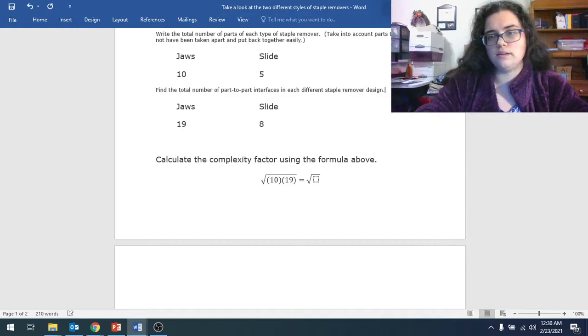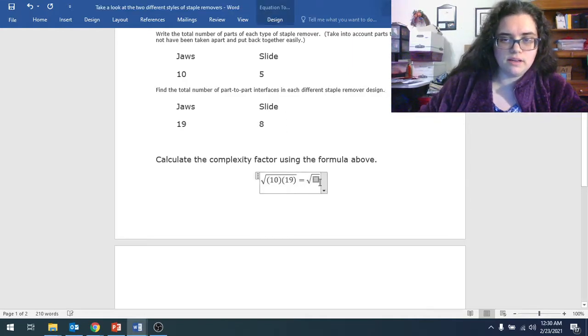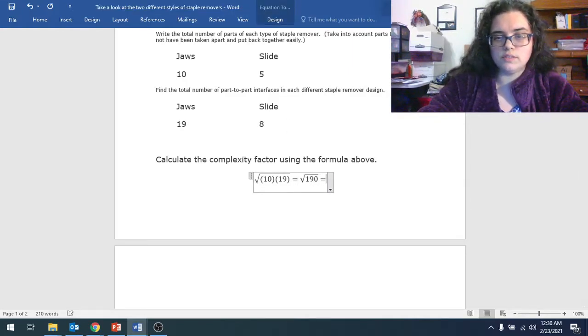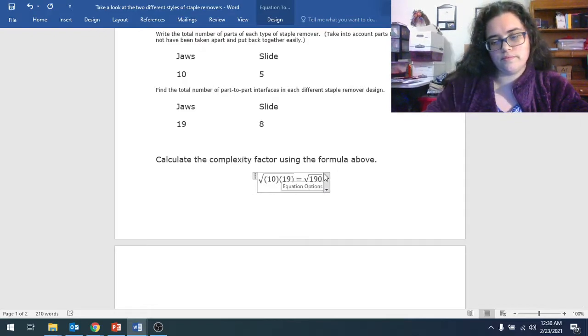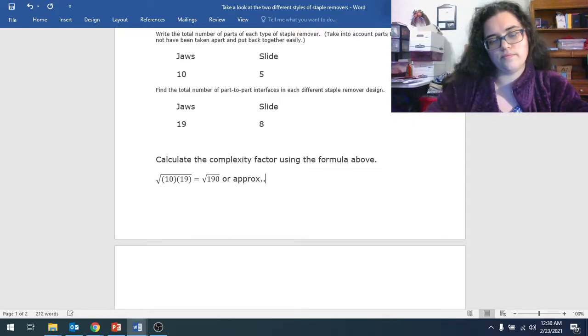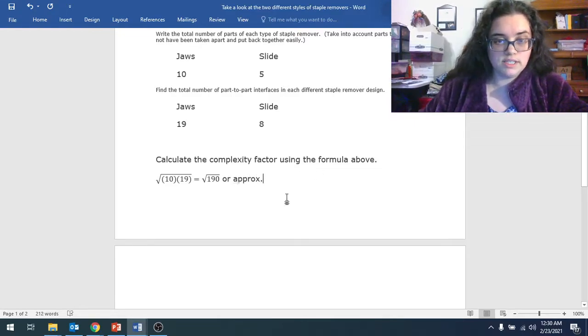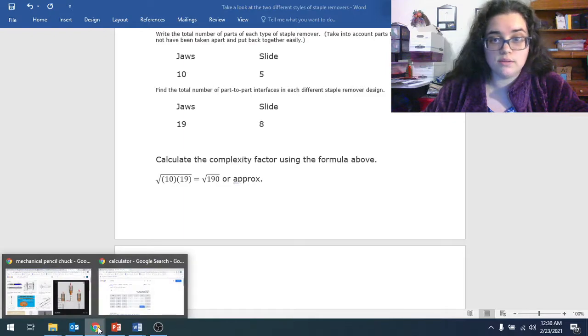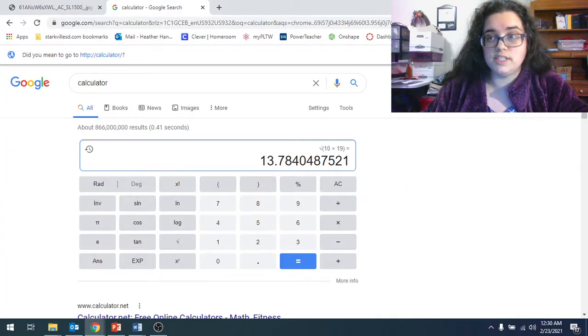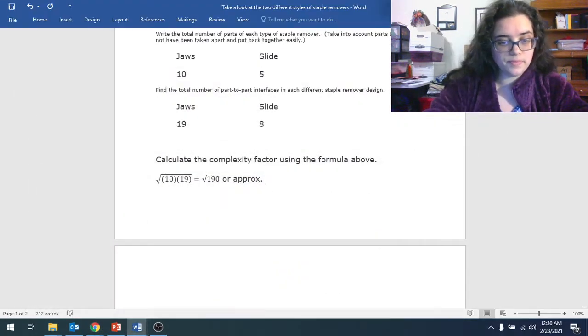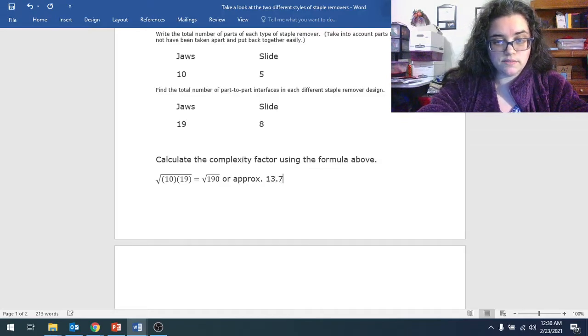Oh, lordy, why did I get there? I keep touching the trackpad, I think. And that equals approximately. See if I push things and it hits it twice. I don't know why. What did I say it was? 13.78. 13.78. Okay, and that's the JAWS version.